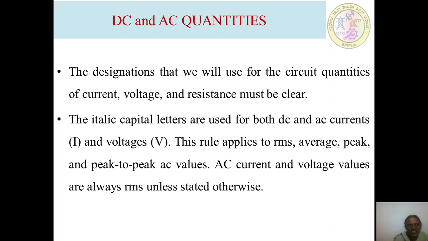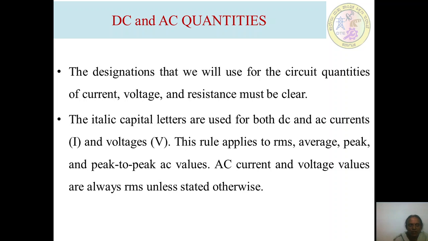The italic capital letters are used for both AC and DC currents, I, and voltages, V. This rule applies to the RMS, average value, peak value and peak to peak AC values. AC current and voltage values are always RMS unless otherwise stated. Although some use lower case, that is small i and small v, for currents and voltages, we reserve the usage of lower case small i and small v only for instantaneous values.